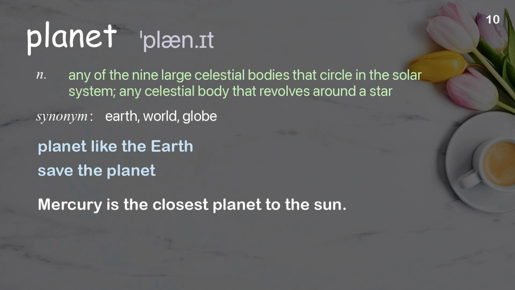Examples: a planet like the Earth. Save the planet. Mercury is the closest planet to the Sun.